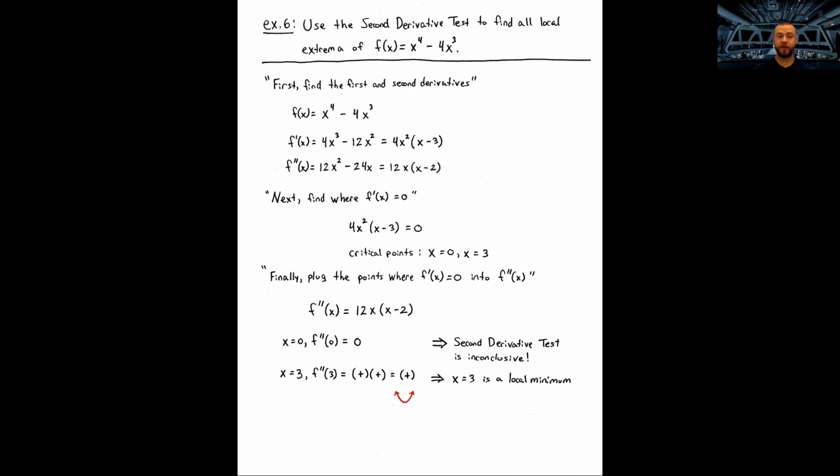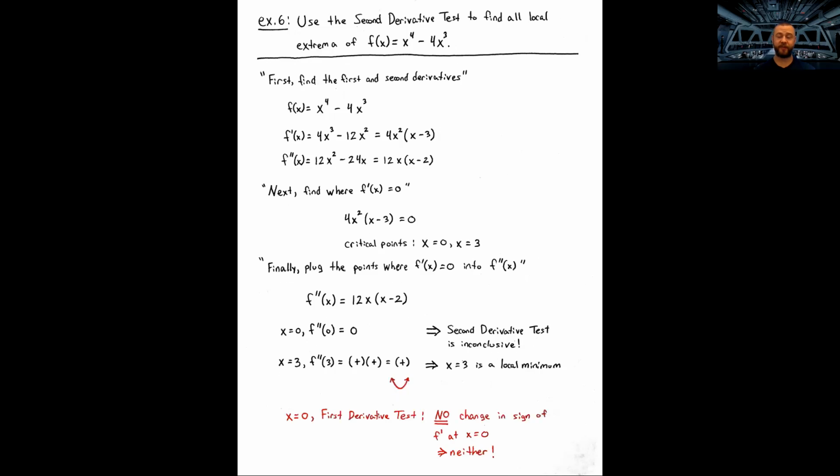Now what I would like you to do is apply the first derivative test to your critical point x equals 0, and what you'll find if you do that is there is no change in the sign of the first derivative at x equals 0. Create your sign chart for the first derivative. And since there's no change in sign at x equals 0 within the first derivative, that means x equals 0 is neither a local maximum nor local minimum.